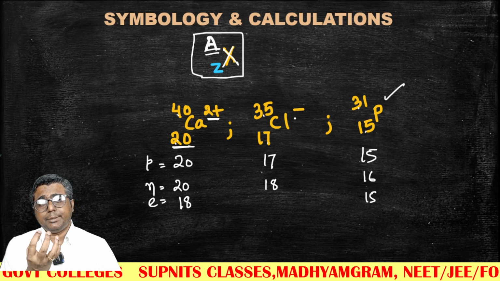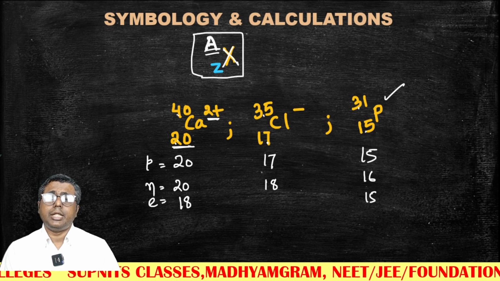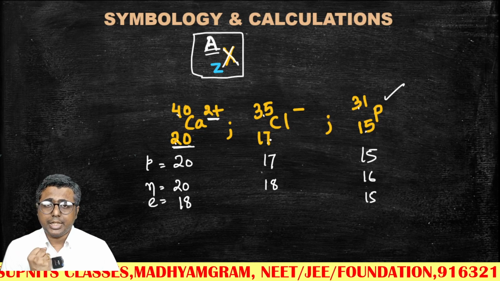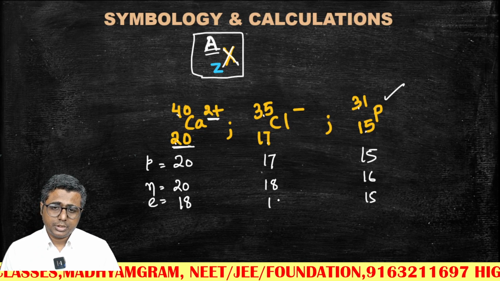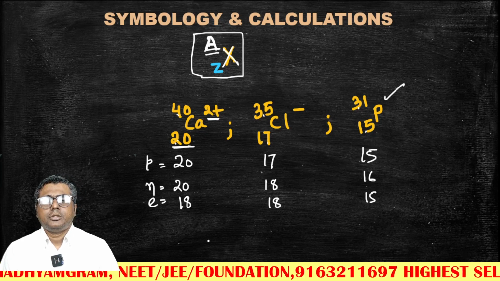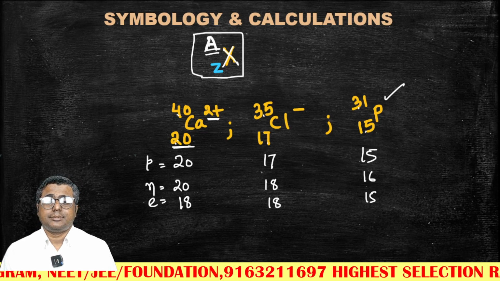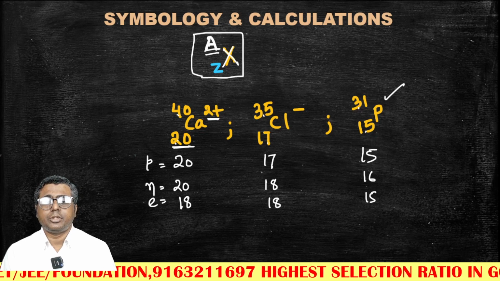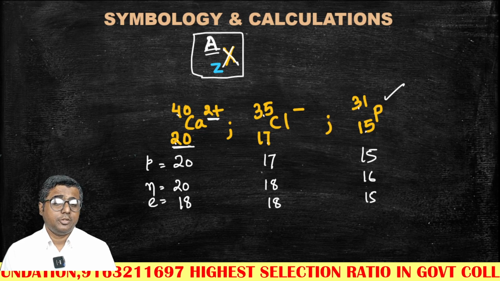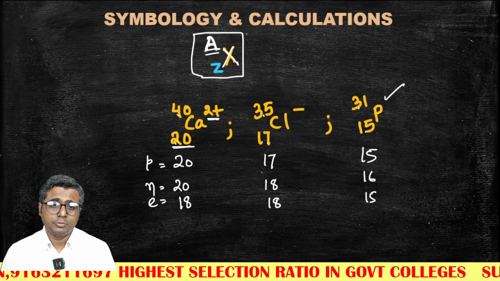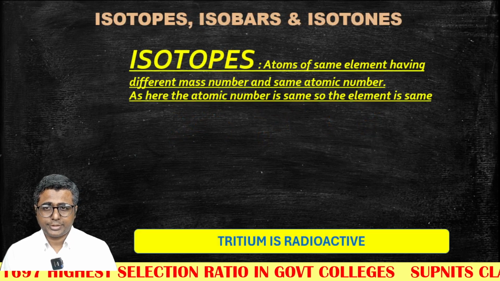Here it has accepted 1 electron. Originally chlorine has 17 electrons. By accepting another electron, chlorine will have 18 electrons. So by this we have also practiced the calculations of neutrons, protons and electrons. I hope each and everything is clear up till now, and we move on to the next topic.